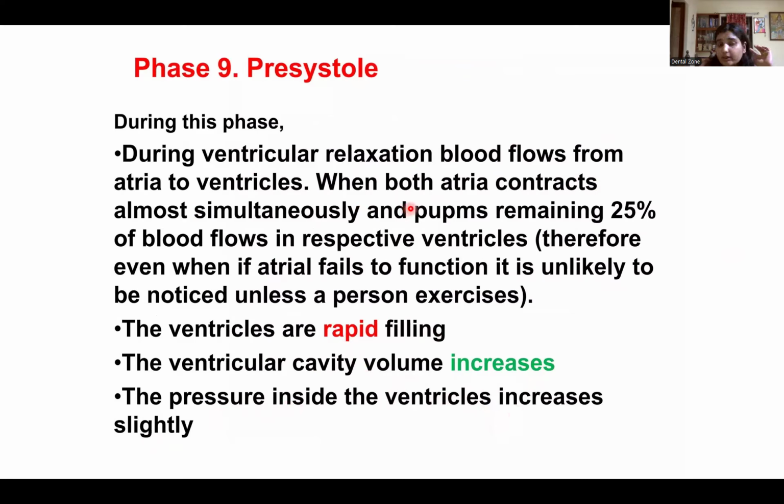What will happen over here is that during the ventricular relaxation, blood will flow from the atria to the ventricles. When both the atria contract almost simultaneously, they will pump the remaining 25% of the blood into the respective ventricles. Okay.